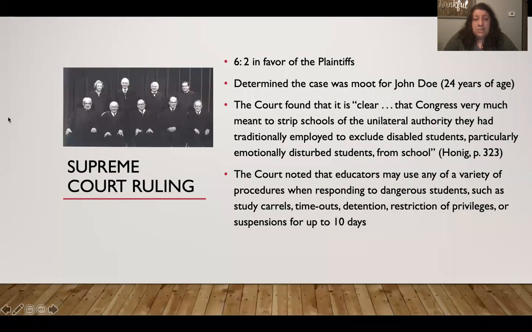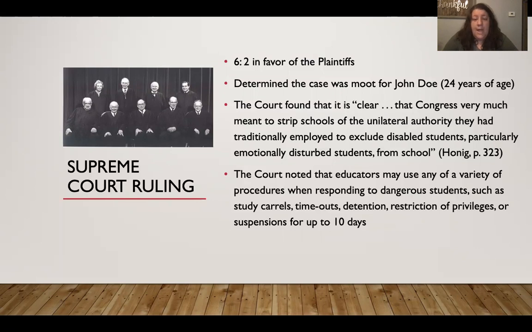It was a 6-2 ruling in favor of the plaintiffs. Similar to the ruling of the district court and the Ninth District Court, it was found that Congress very much meant to strip schools of the unilateral authority they had traditionally employed to exclude disabled students, particularly emotionally disturbed students, from school. However, it was determined that the case was moot for John Doe since he was 24 years of age and could no longer enroll in public education.